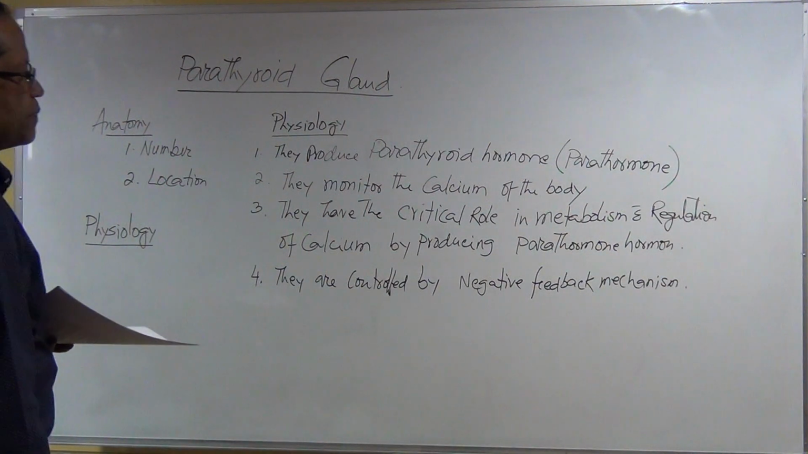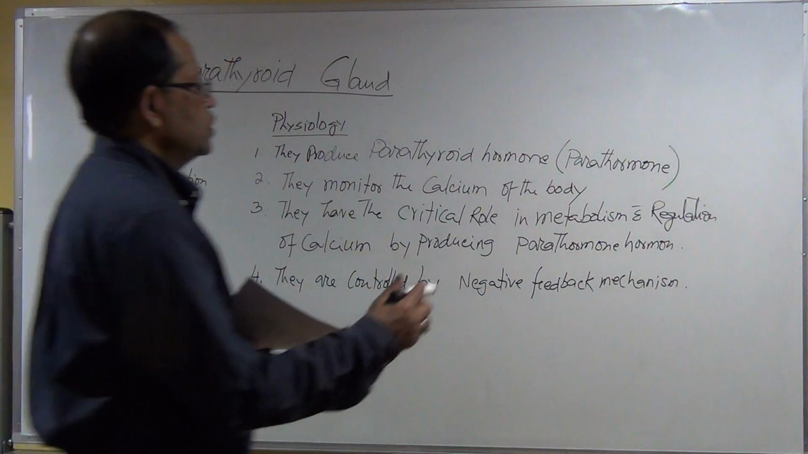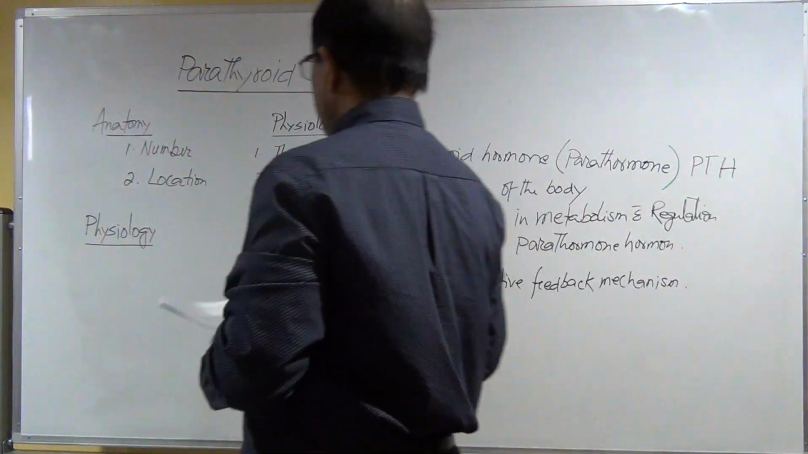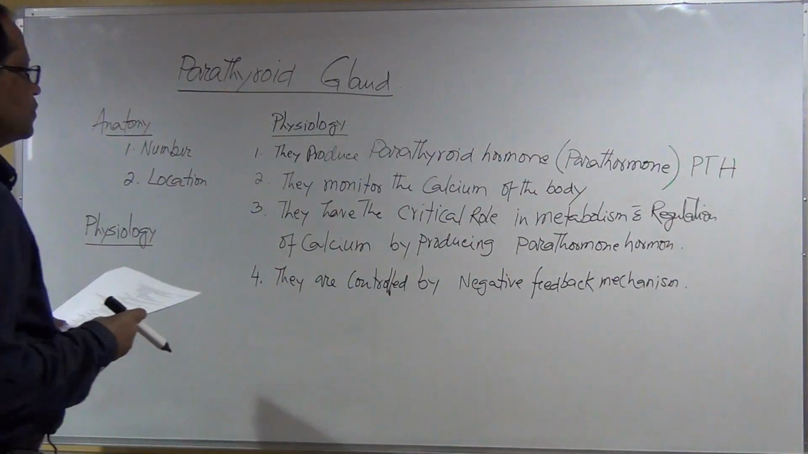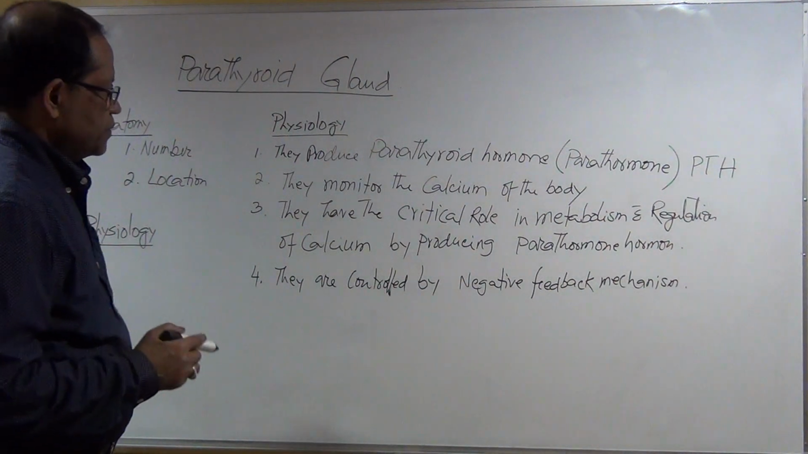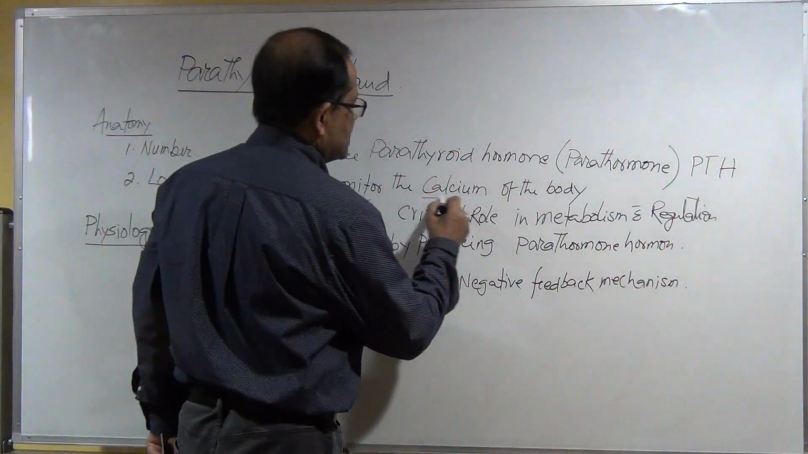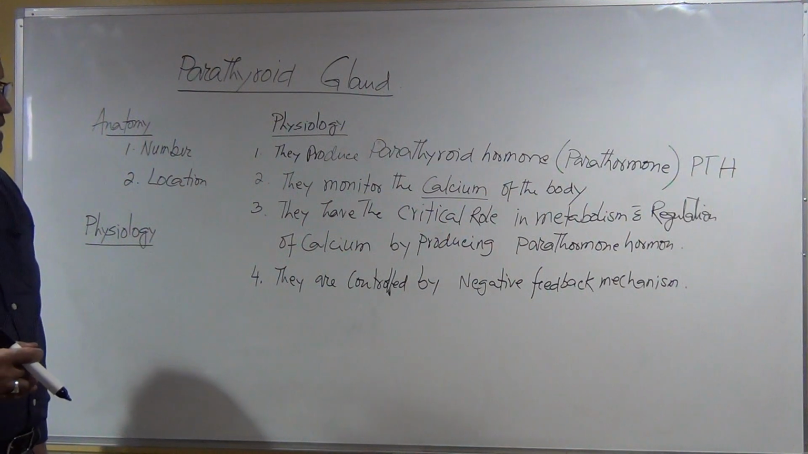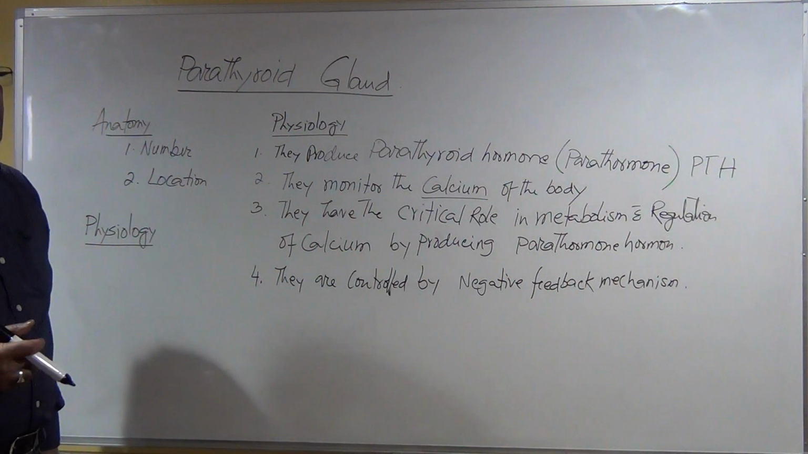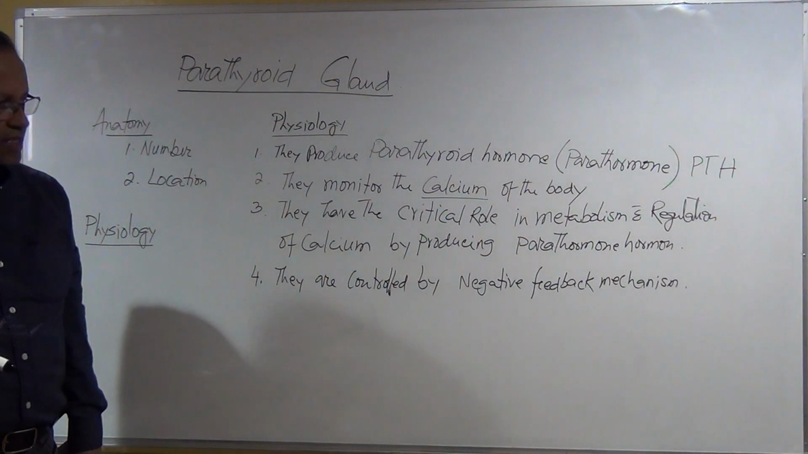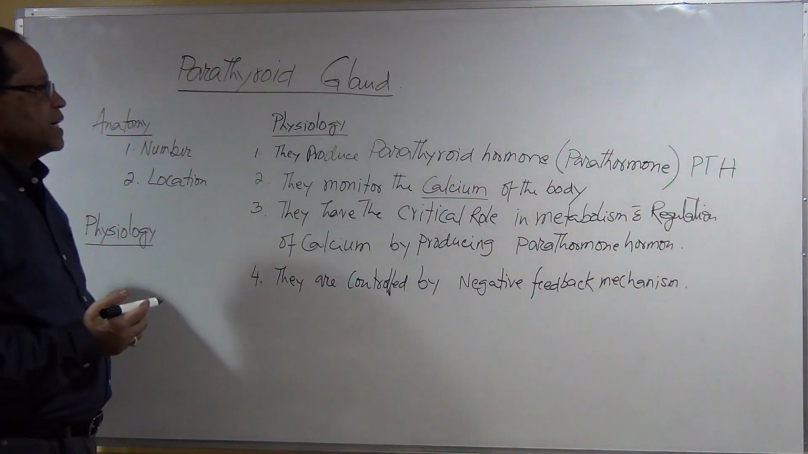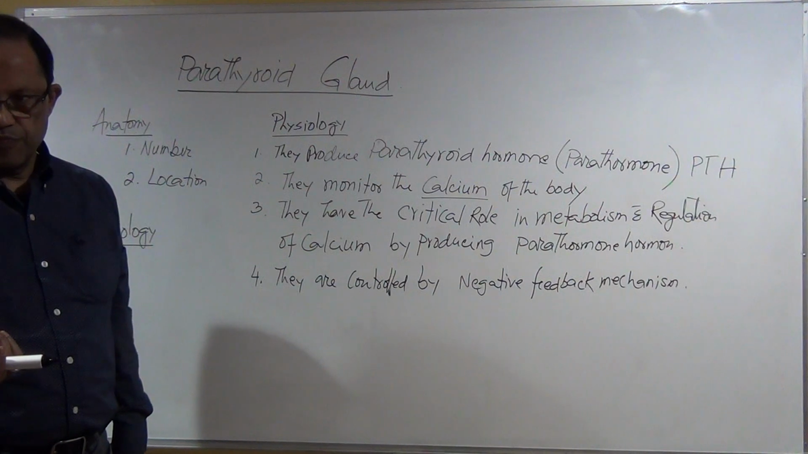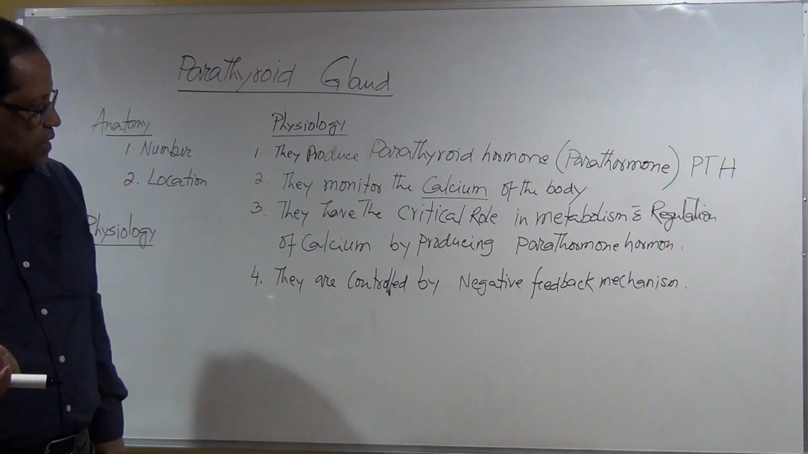The name of the hormone is parathyroid hormone or parathormone. We usually call it PTH. They monitor the calcium of the body. We need to understand what calcium is and where it is located in our body. Is calcium a valuable and vital mineral in the body? Yes. Calcium is an ingredient of bones, cartilage, teeth.